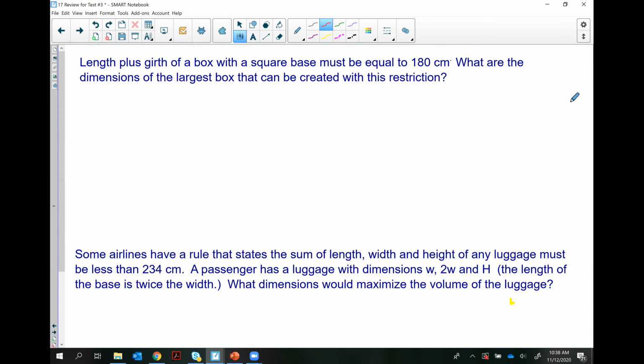Okay, so you have seen a question like this before, but just to remind everybody about the process for optimization. So we have a box where the length plus girth has to be 180.